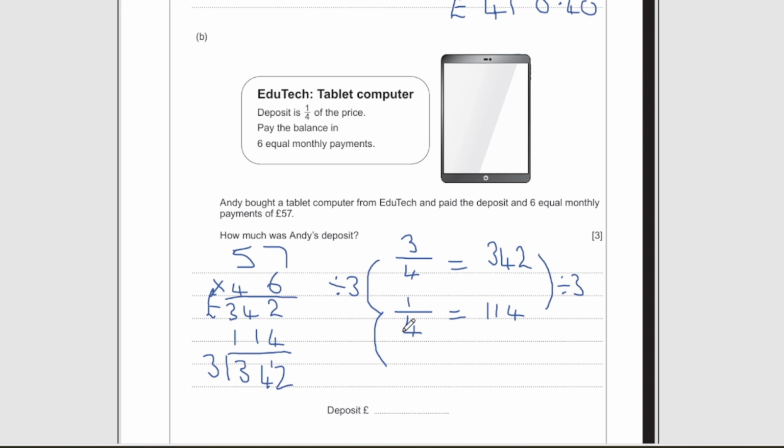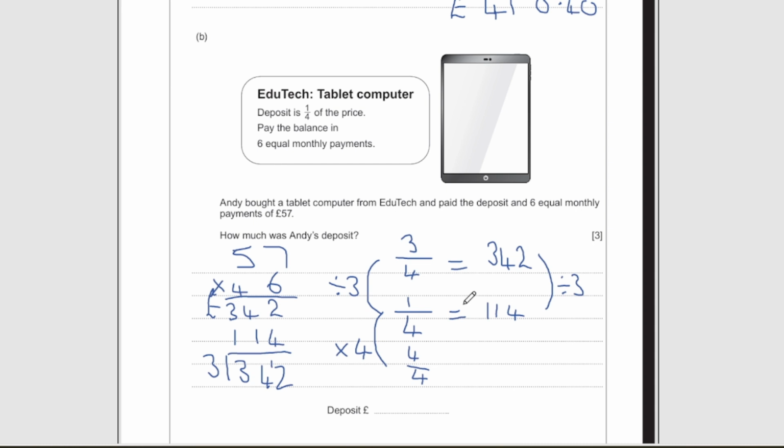Then we times by the denominator, times by 4. So normally, to work out 3 quarters of something, we would divide by 4 times by 3. In this case, we've got to do the opposite because we haven't got the full amount, you see. And that'll give us 4 quarters. That'll give us the total cost. Or in fact, we've actually done the question because it just wants the deposit.